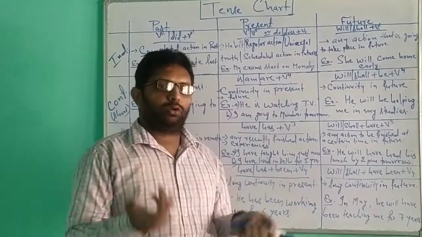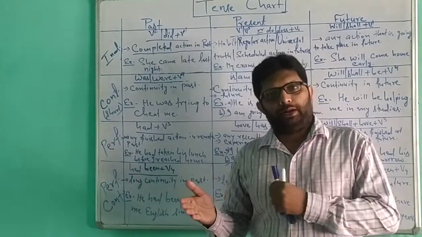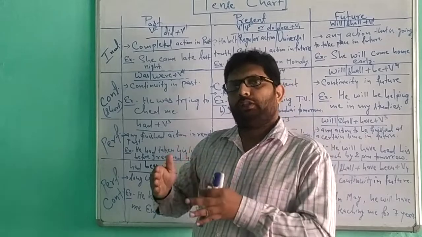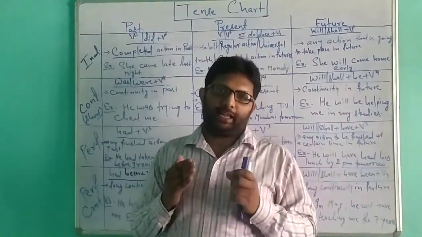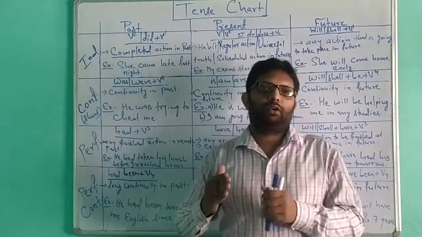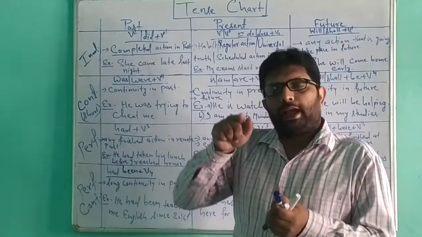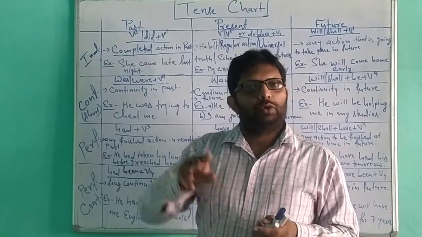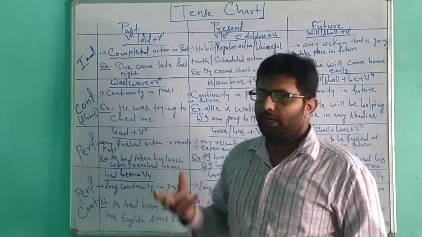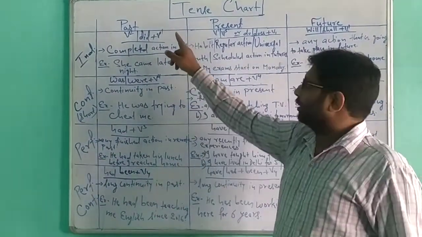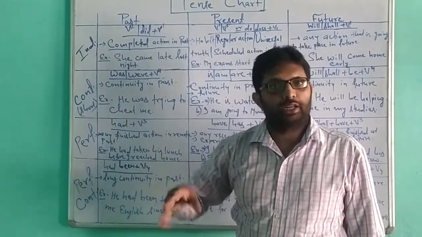In the same way, we can also create: I helped my friend on 2nd of Jan 2019. Here also we can see that the action of helping the friend was completed on 2nd of Jan 2019 only. So in this way, past indefinite tense expresses any completed action in the past.